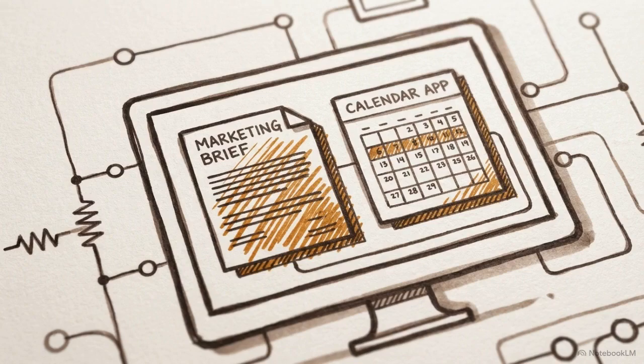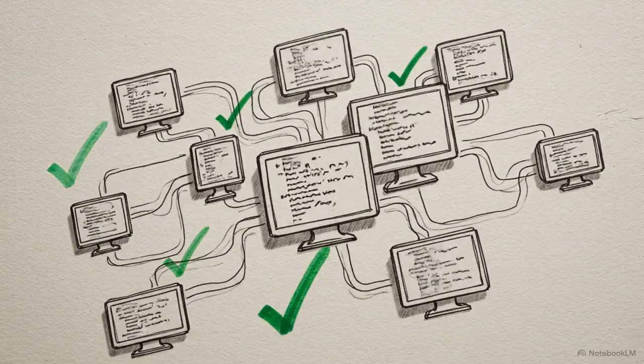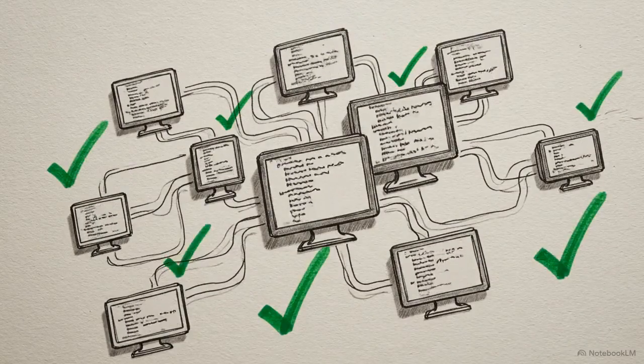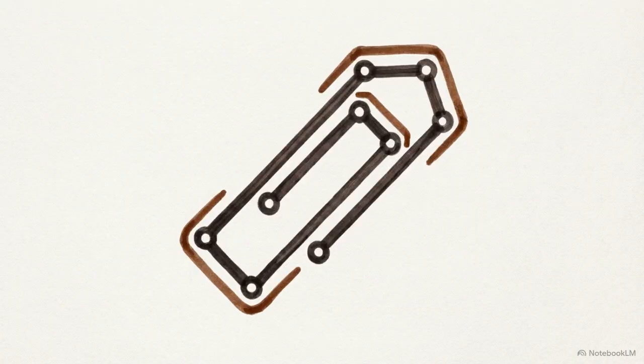Imagine waking up to find that your marketing strategy is drafted, your code is committed to GitHub, and your technical audits are finished, all completed overnight by a digital team that never sleeps. This setup is possible using a new open-source framework called Paperclip.